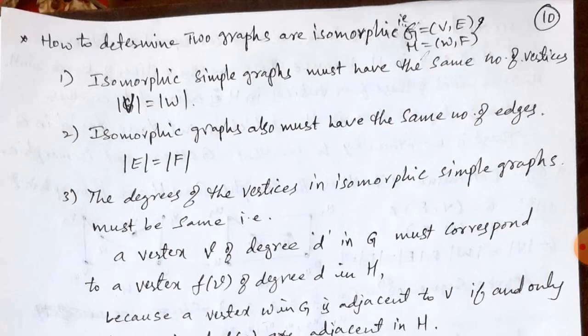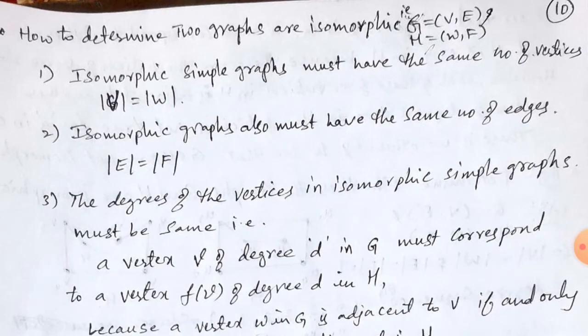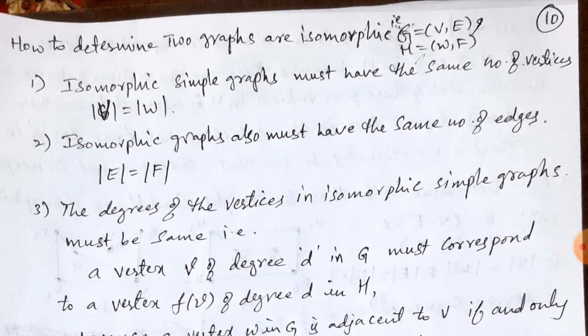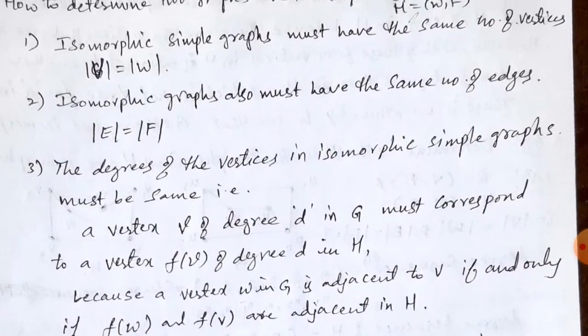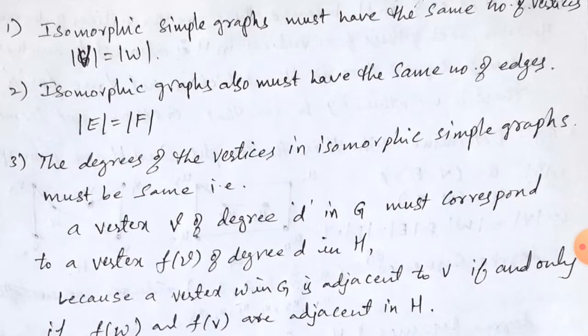These conditions should be compulsorily satisfied, then only we will say that G and H are isomorphic. First, isomorphic simple graphs must have the same number of vertices. So what is the first condition? The number of vertices should be the same in both graphs, that is |V| = |W|, where |V| is the number of vertices in G and |W| is the number of vertices in H.